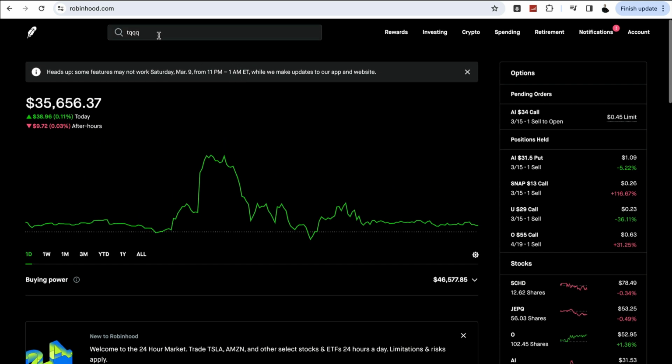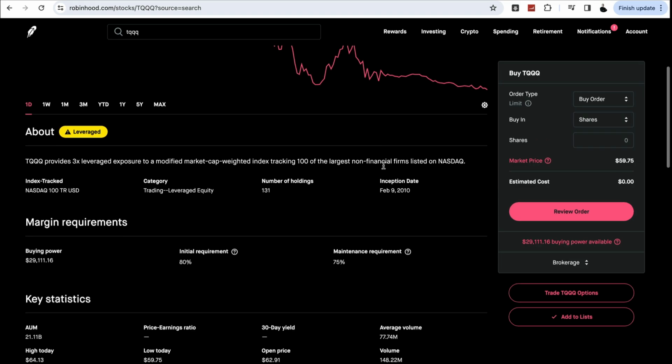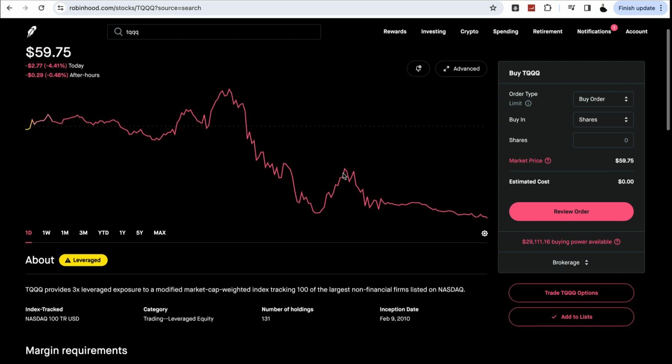Let's look at an example on my Robinhood, and this is by no means a recommendation that you should take this trade. In fact, you probably shouldn't. You should do your own research on your own stocks. This is just an example. And I'm not even going to go through and take this trade, but I just want to show it as an example here on my Robinhood.